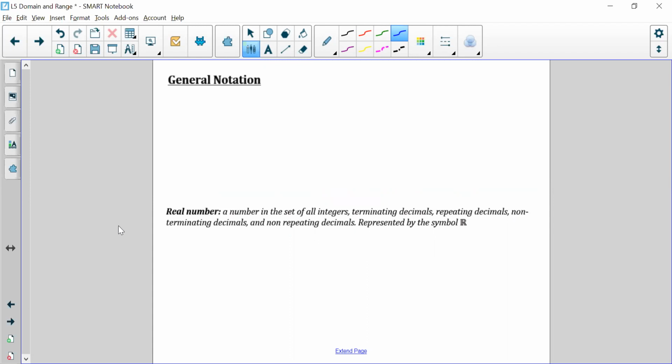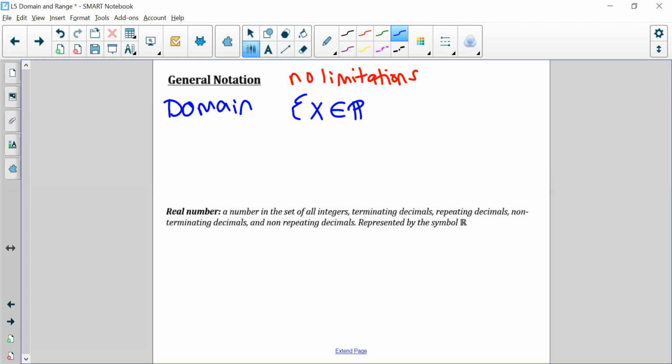I'm going to teach you some general ways of writing this using math symbols. For domain, so this is the x values, if there are no limitations on the graph, and I'm going to tell you how you're going to know in a minute, then the way that you write that is curly bracket x, this funny curved e, and then this funny double lined R. In English, this says x is a subset of all real numbers.